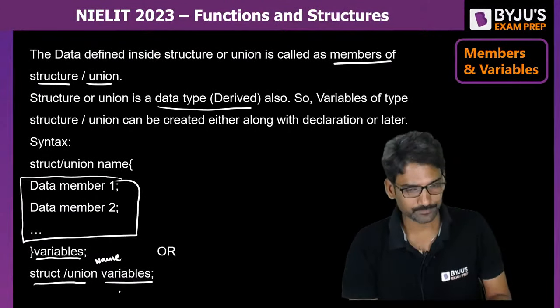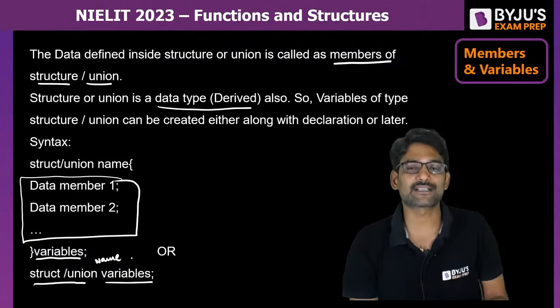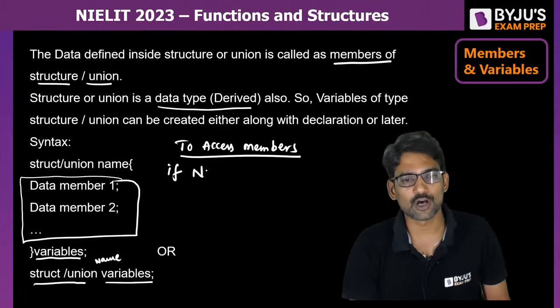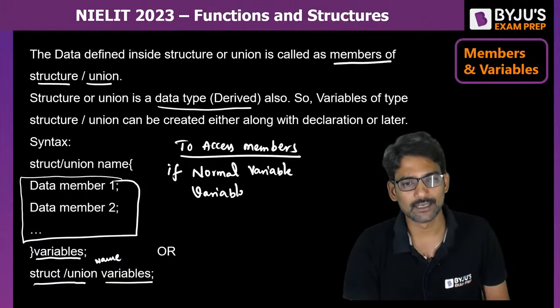Okay. And how do we access any member? To access members of a structure or union, if the variable you have created is a normal variable, guys, you write it as variable dot member.